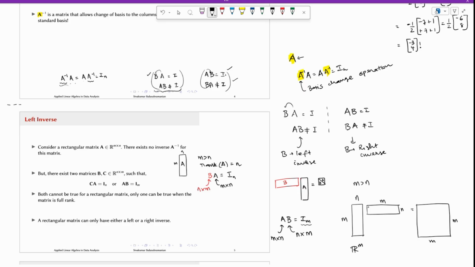Right? What can you say about the first column of this matrix? I'm going to call it A, B, call it D. What can you say about the first column of D? How is it related to A and B?